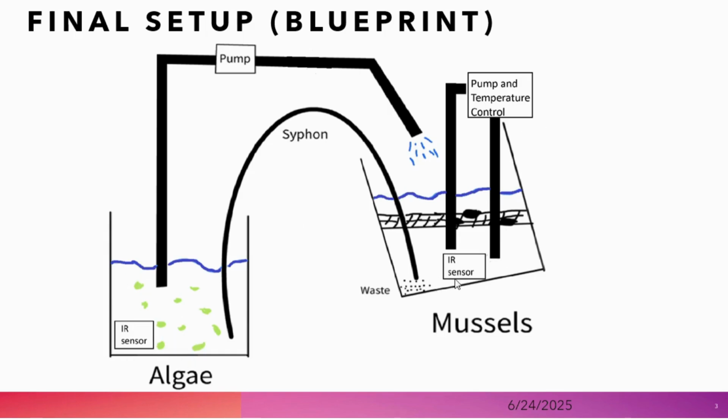And then we have another temperature sensor here in the muscle tank with a pump, so we can regulate the temperature of the muscle tank and cool it down a bit.